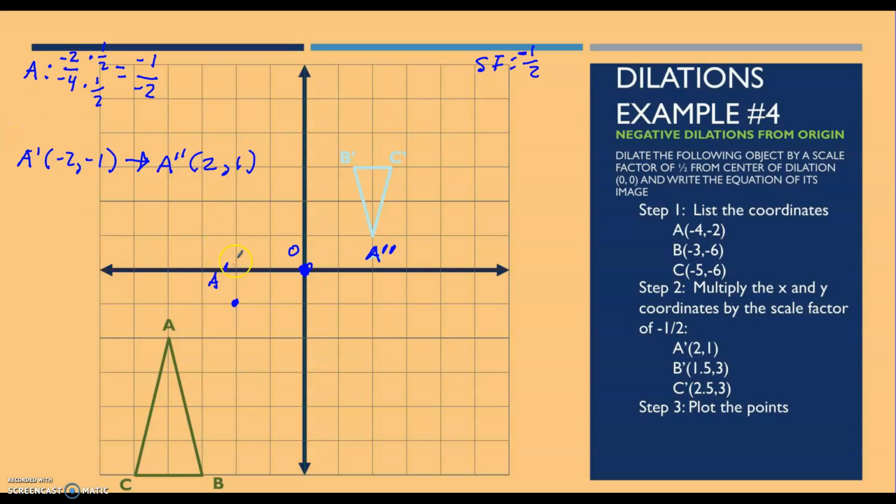So I'm not going to make this video too long, right? But you can repeat that process for point B and for point C as well to get B double prime and then C double prime. And then let me just connect the points. Okay, sorry, I'm using this on a pretty cheap tablet.